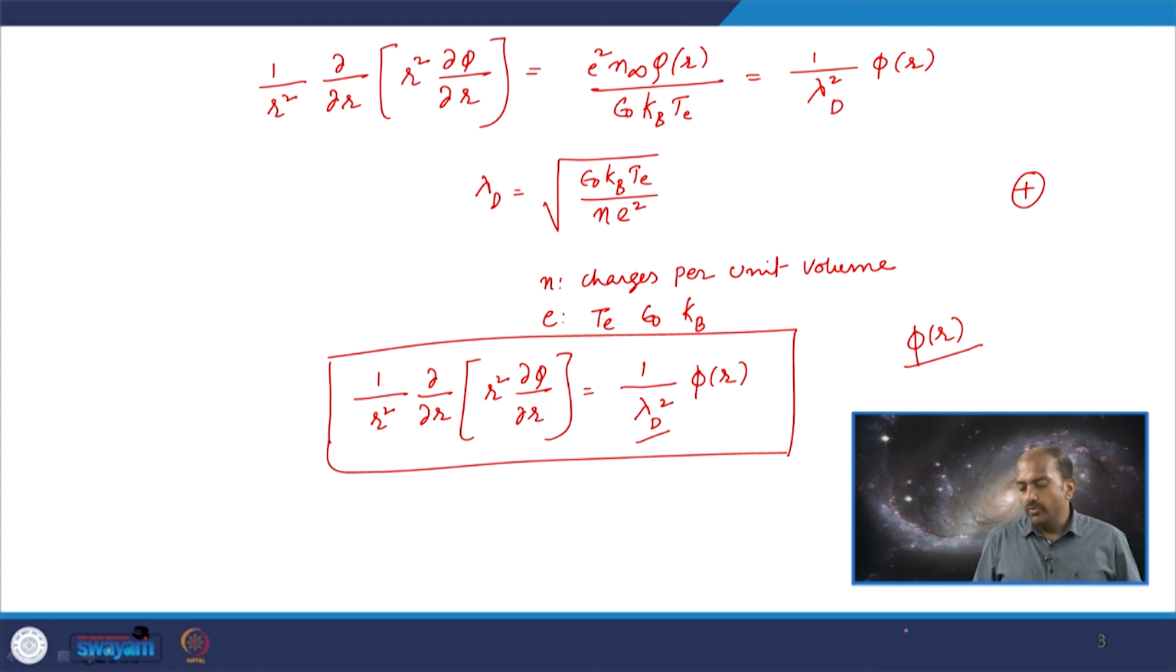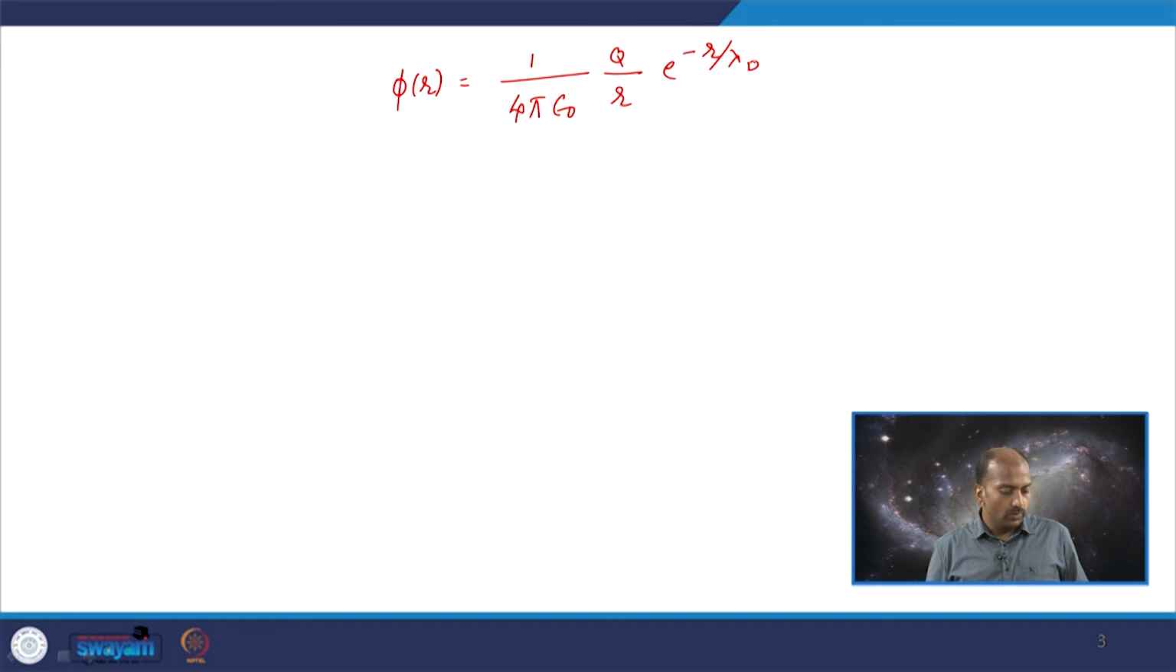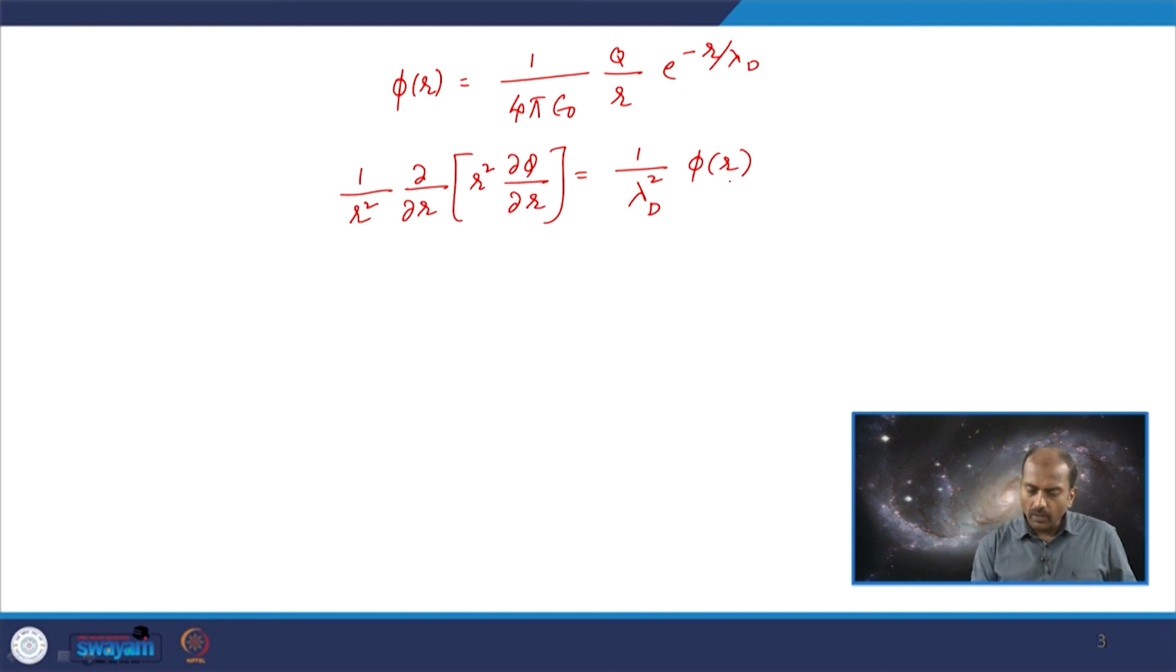Now, this is a differential equation which you can solve by many different methods, but if you solve it, the solution will look something like this. Phi of r is equals to 1 by 4 pi epsilon naught q by r into e to the power of minus r by lambda d. You can substitute this into the differential equation, which is 1 by r square dou by dou r of r square dou phi by dou r is equals to 1 by lambda d square phi of r. Now, if you see, the potential is made up of two different parts, 1 by 4 pi epsilon naught q by r into e to the power of minus r by lambda d.